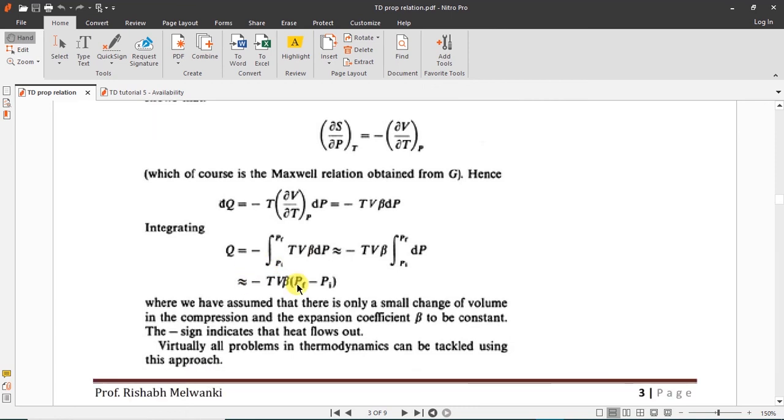system. Now you can see over here we are applying Maxwell relation and converting this entropy, change in entropy, into some other property which can be measurable. So this is the application of Maxwell relation.